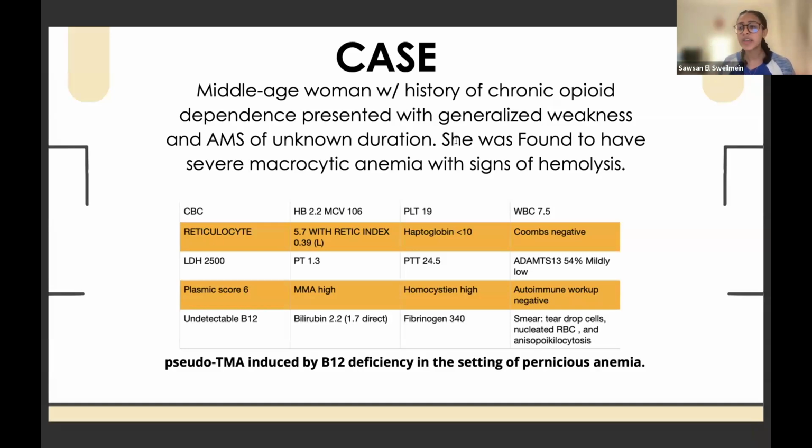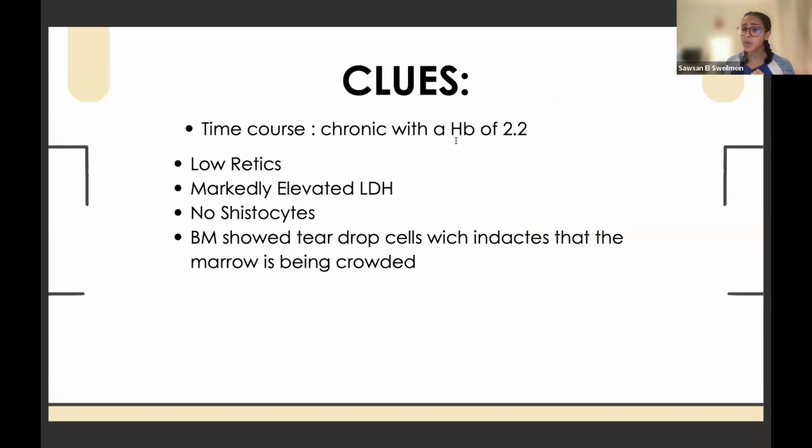And the clues in the case that this was not an acute thrombotic microangiopathy: number one is the time course. Her hemoglobin was 2.2, which gives us a hint that this was more likely to be a chronic process. And this argues against an acute TMA, the low reticulocyte count, the markedly elevated LDH. She didn't have any schistocytes even on repeating the peripheral blood smear. Her bone marrow biopsy showed teardrop cells, which indicate that the marrow is being crowded. We're having a process of ineffective erythropoiesis.